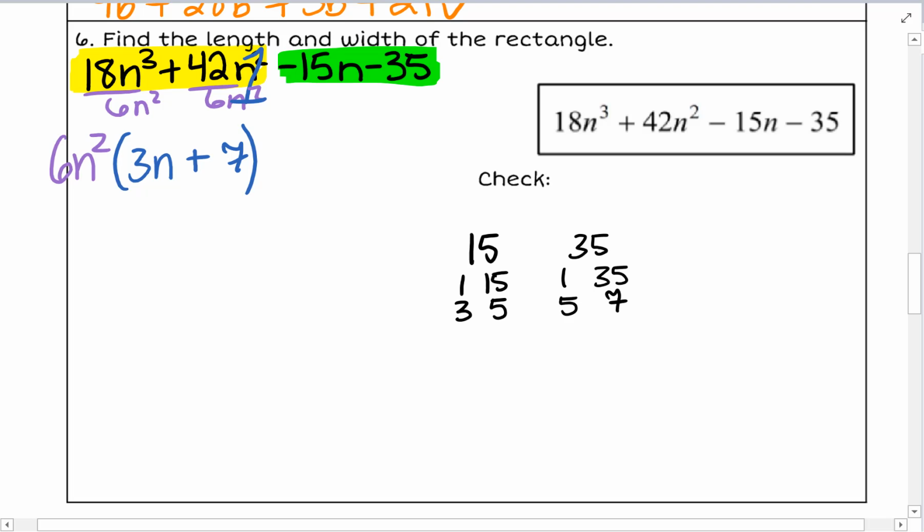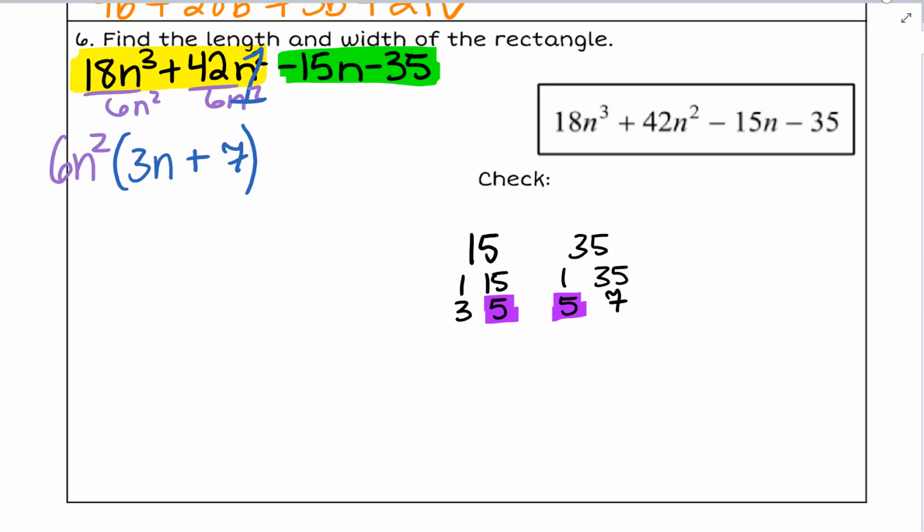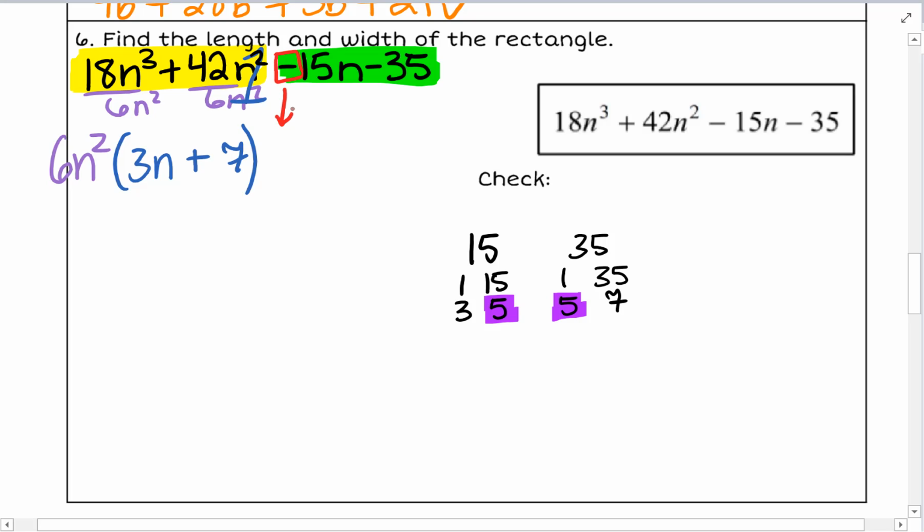Okay, so looking at the factors of 15 and 35, I see that 5 is the largest number that goes into both of those terms. But there is something very specific about grouping. Whatever this sign is, has to stay. So if this is a minus, then our GCF will be a negative number. Ooh, okay. So instead of our GCF being 5, our GCF will be negative 5.